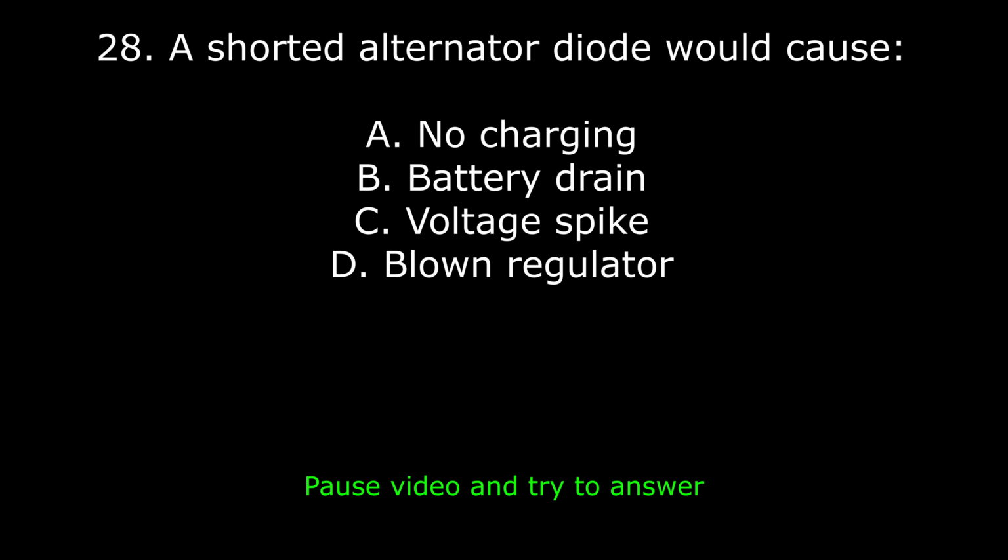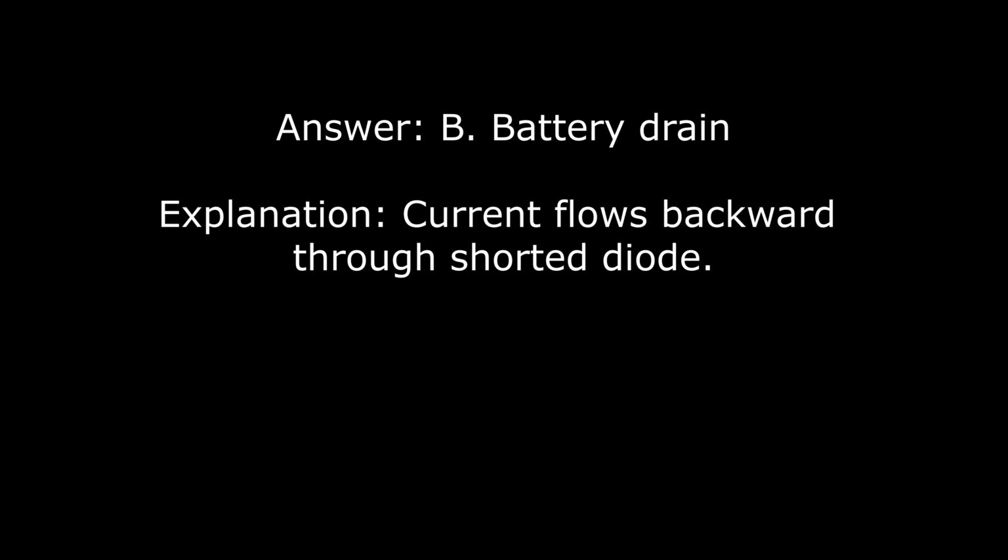28. A shorted alternator diode would cause A, no charging. B, battery drain. C, voltage spike. D, blown regulator. Answer is B, battery drain. Explanation: current flows backwards through shorted diode.